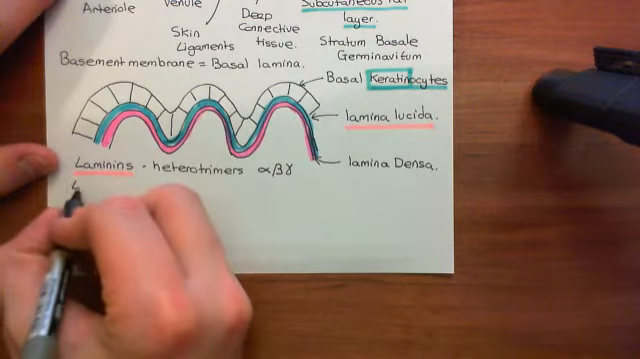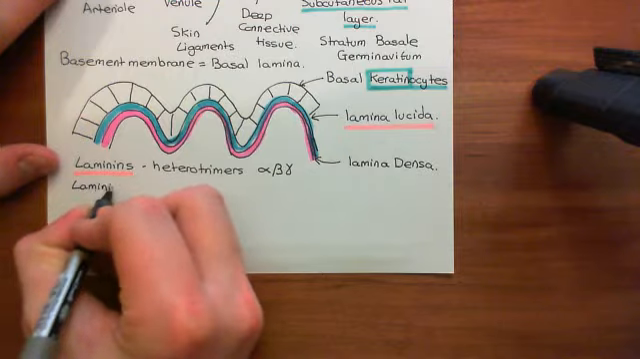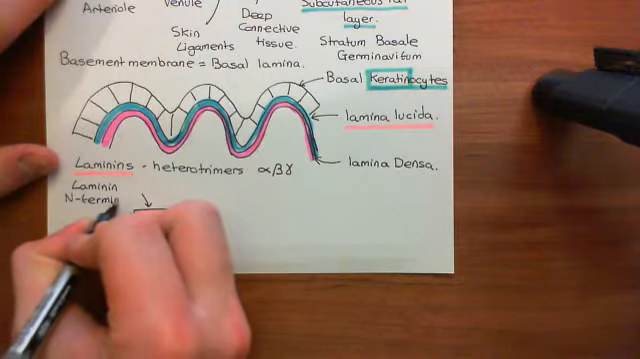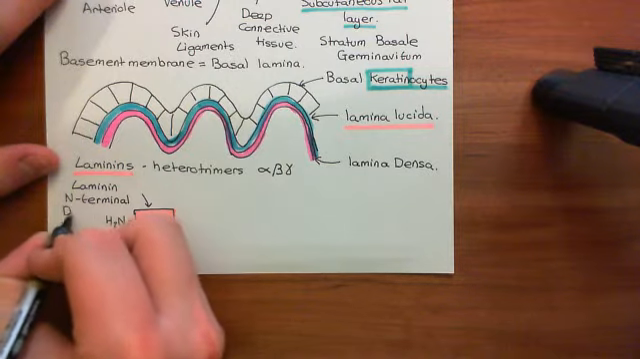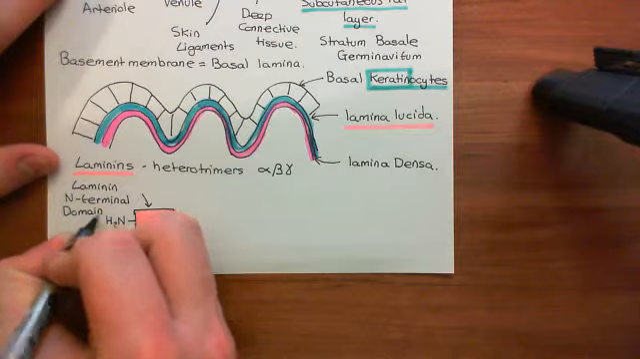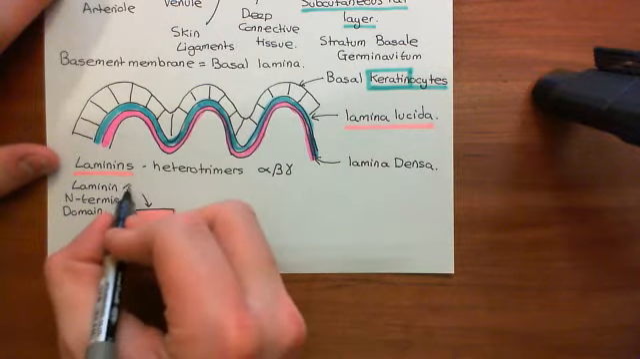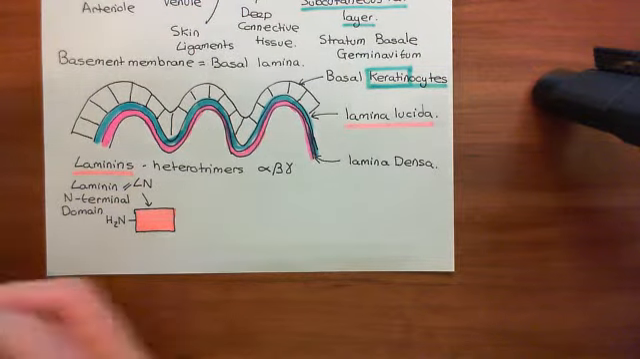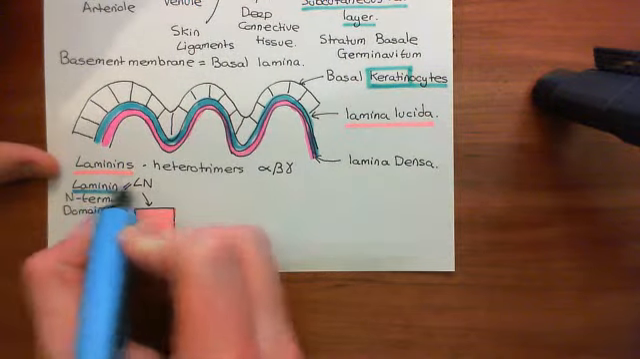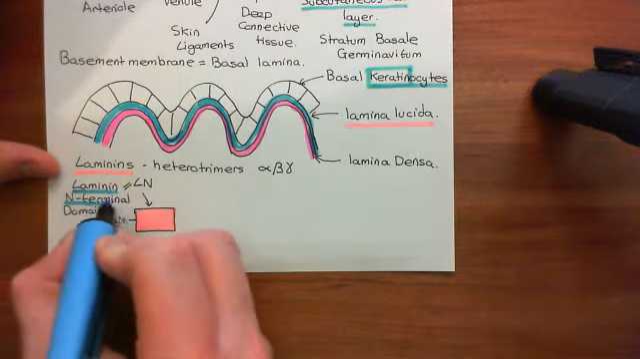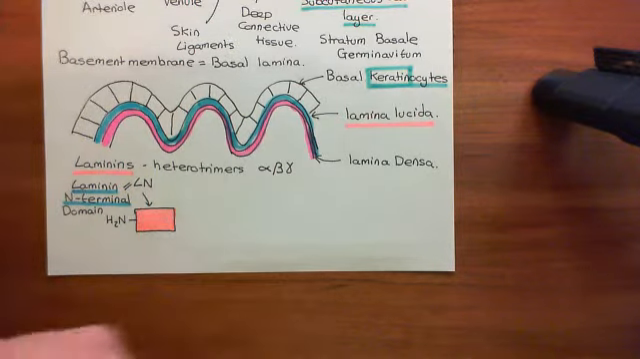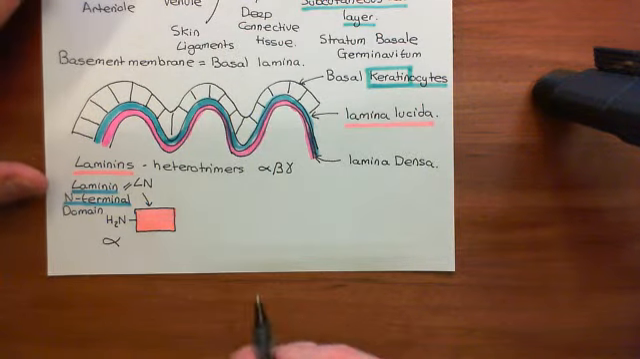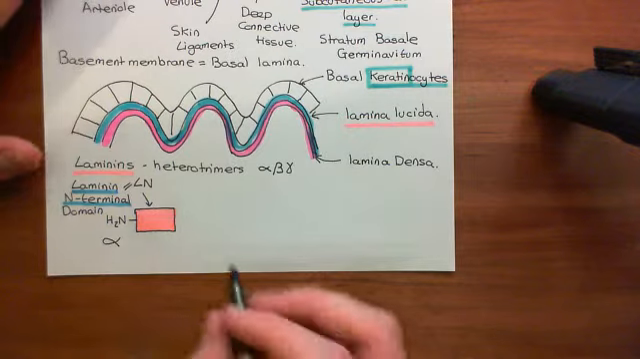So this is the laminin N-terminal domain. For short, the laminin N-terminal domain is often just abbreviated to the LN domain. You abbreviate laminin to L, and N-terminal to N, so this is called an LN domain. And this is the LN domain of the alpha subunit of our laminin heterotrimer.